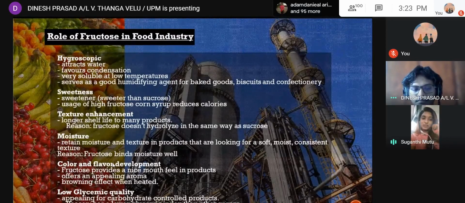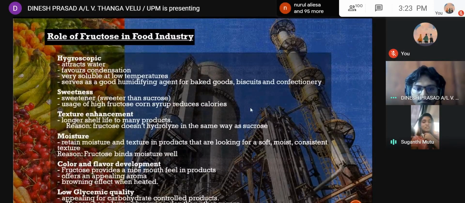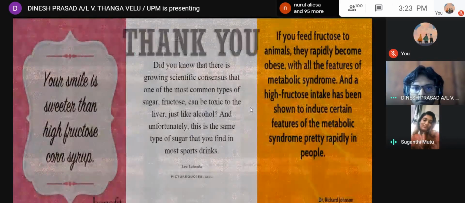It gives longer shelf life to many products, as fructose doesn't hydrolyze in the same way as sucrose. Next, moisture. It retains moisture and texture in products that are looking for soft, moist, and consistent texture, as fructose can bind moisture well. And color and flavor development. Fructose provides a nice mouth feel in products, and it can give a browning effect when heated. And fructose also has a low glycemic quality than other sugars. That's all. Thank you.